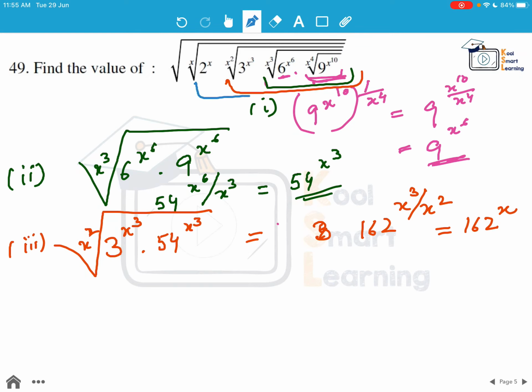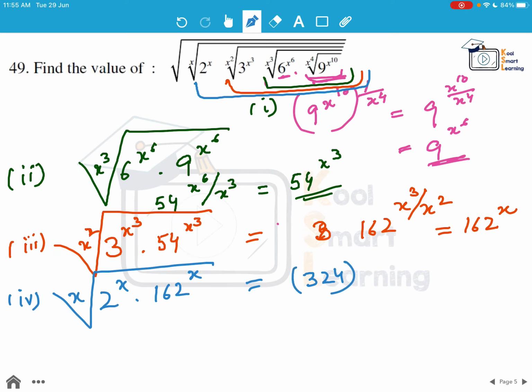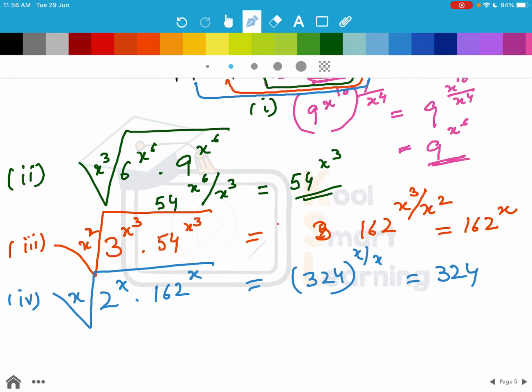Now let's move to the next step. Next step is 2 raised to power x into the remaining 162 power x whole root power, so we can say this whole raised to power 1 by x. So this becomes 324 raised to power x by x, this is nothing but 324.